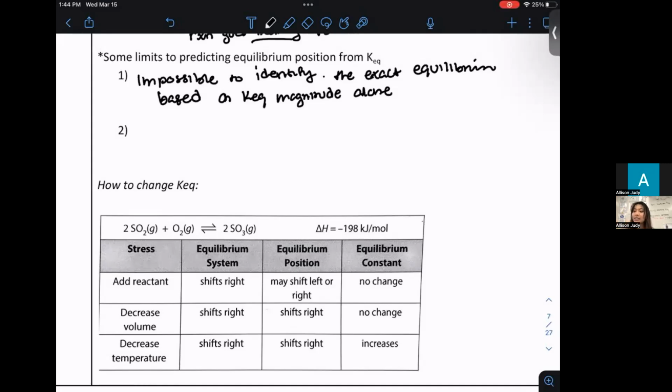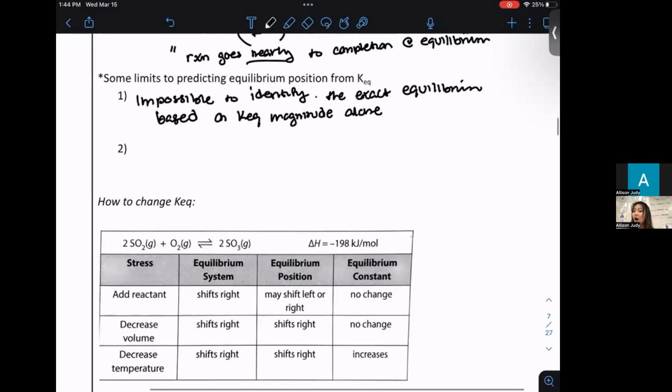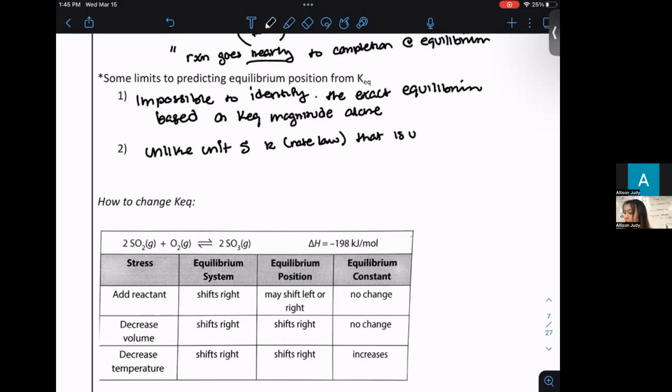So the second thing to consider that's a bit of a limit is, unlike Unit 5, little k, the rate law constant, that is used to compare reactions.